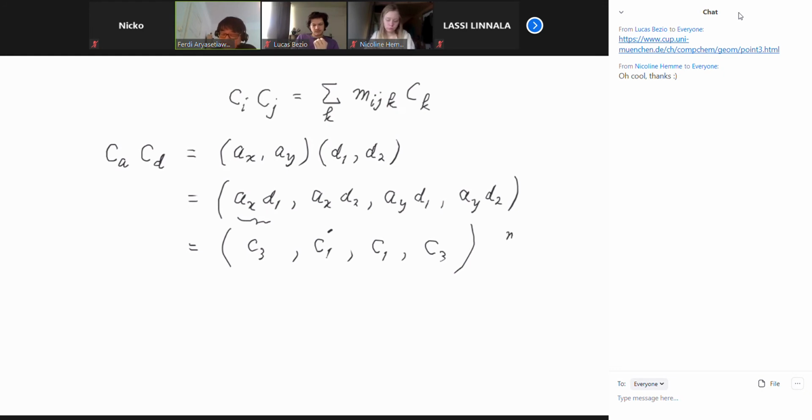From the multiplication table, straightforward. Well, you see that C1 and C3, I think, form a class. Yes, so this is the C4 class. So this is also C4. So then it becomes 2C4.